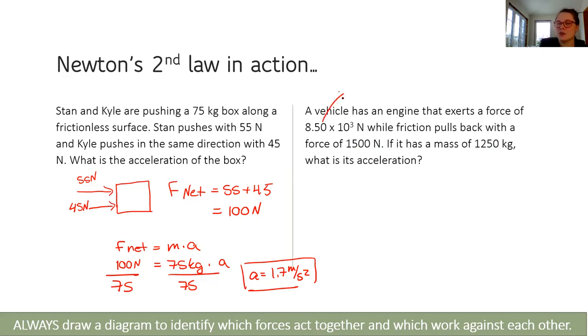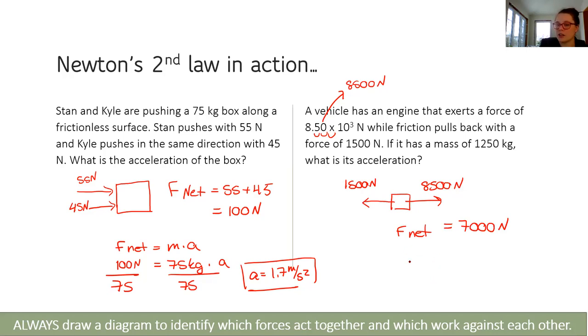So this number, 10 to the power of 3, means take the decimal and move it 3 places this way. So 8,500 newtons. If you're wondering about how to change that, the 3 means I move 3 decimal places towards the right. So we have our car, and the engine is pushing it forward with 8,500 newtons. But we know friction is going the other way, 1,500 newtons. What's the net force? We're going to subtract the two. We get 7,000 newtons.